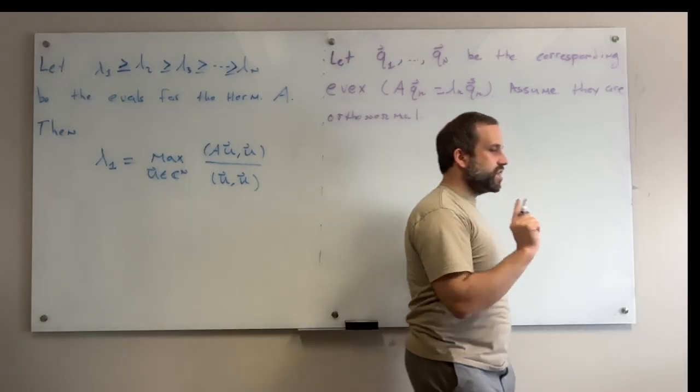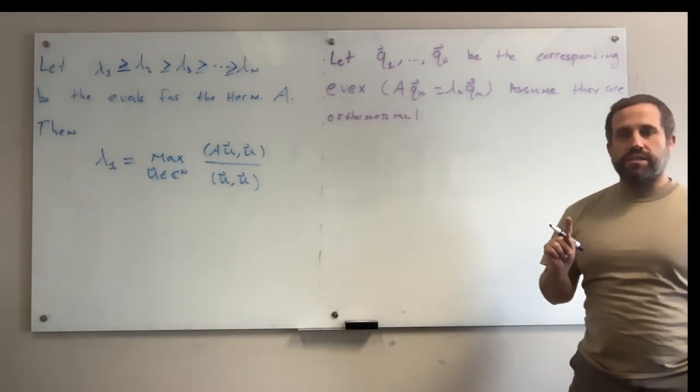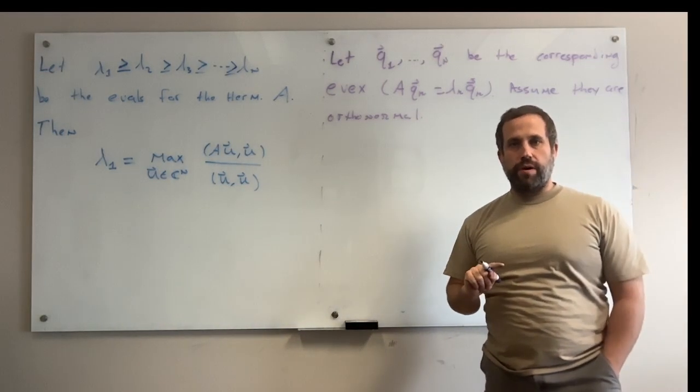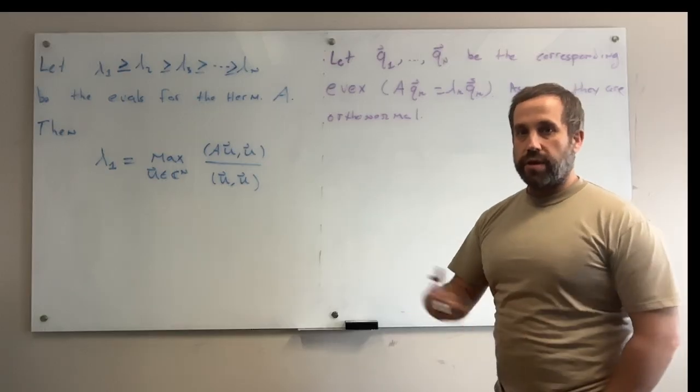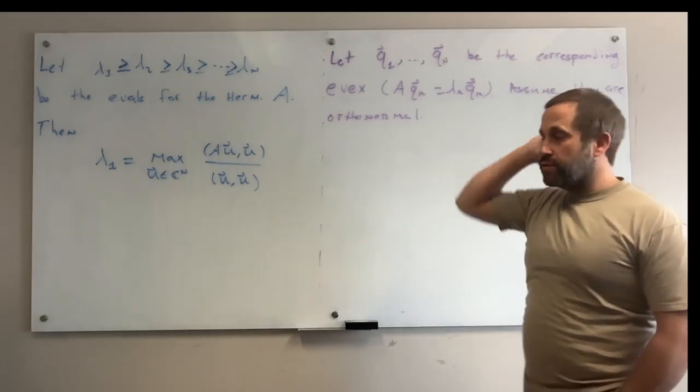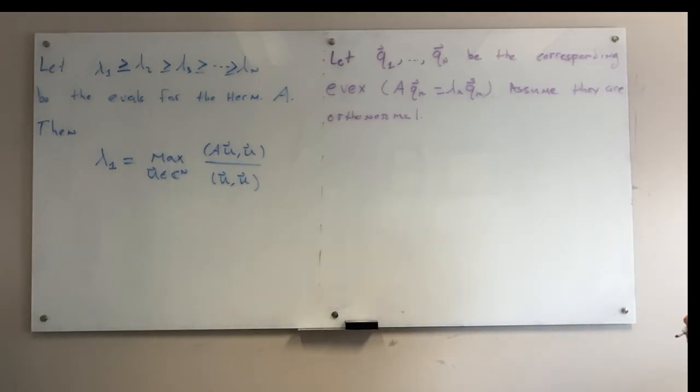Now, since A is Hermitian, we know they're already going to be orthogonal. We're going to assume that we've taken them and normalized them. We can do that just by dividing by their magnitude. So we're going to assume that they are orthonormal.